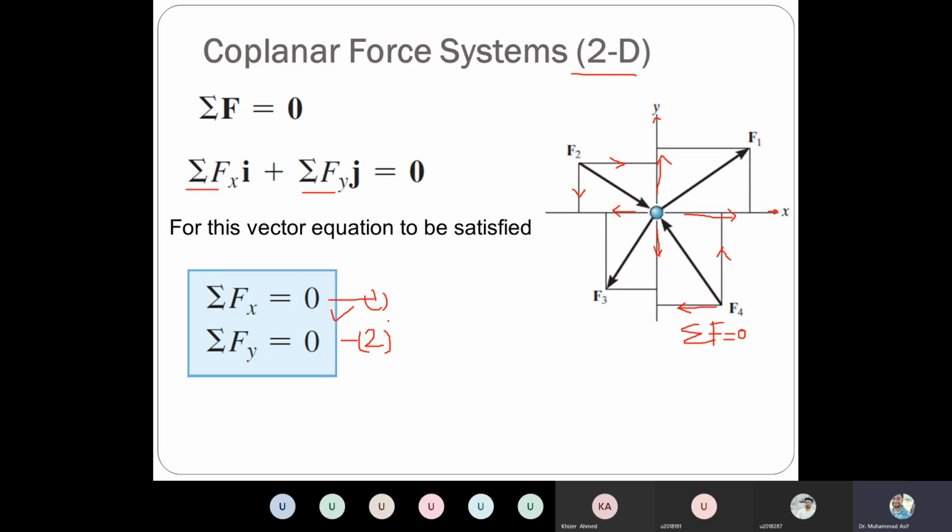So if there are two equations, that means the maximum number of unknowns in a force system we can figure out is two unknown forces. Any system which is in equilibrium must satisfy these two equations: the sum of all the Fx components should be equal to 0, and the sum of all the Fy components should be equal to 0.